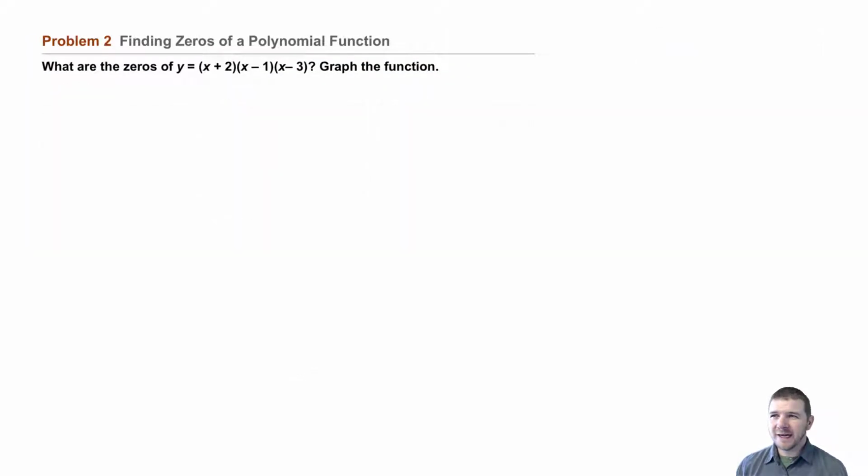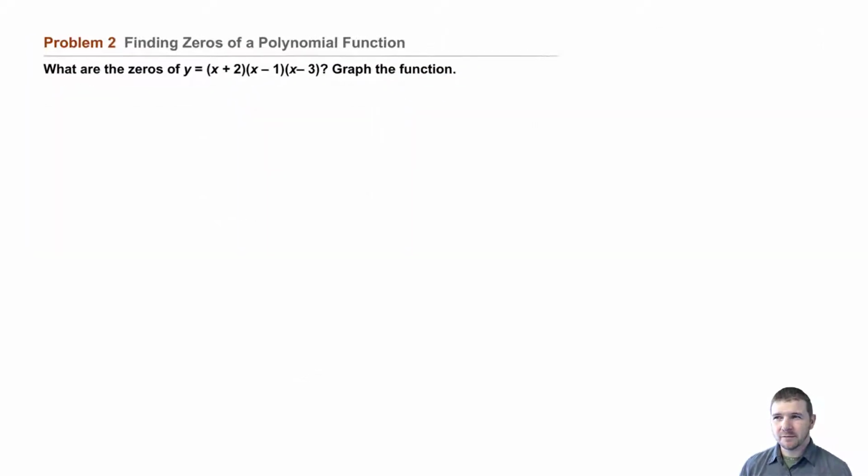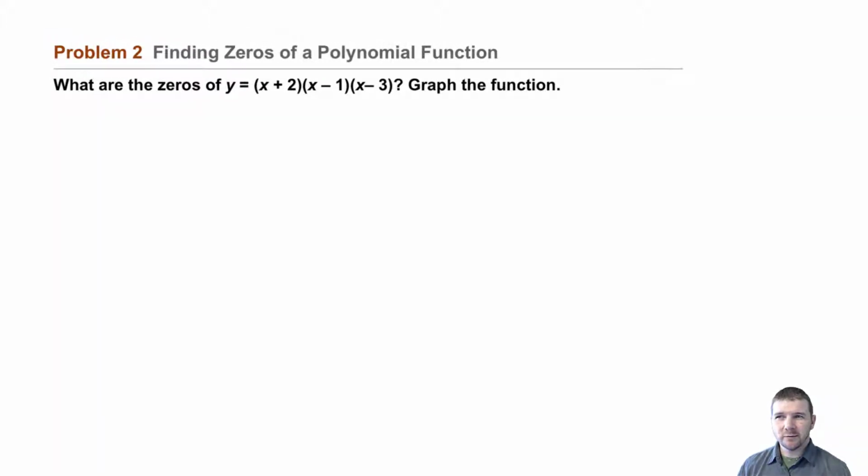Problem 2. Finding zeros of a polynomial function. What are the zeros of y equals the binomial x plus 2 times the binomial x minus 1 times the binomial x minus 3? Graph the function.